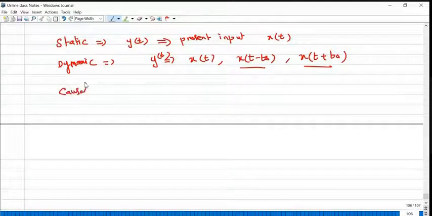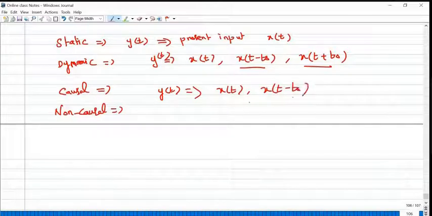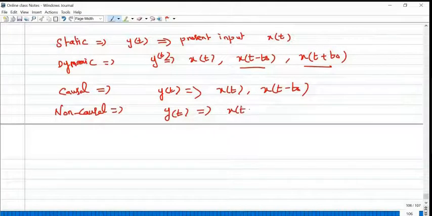And next we completed causal and non-causal. Causal system, y of t may depend on present input as well as past input, x of t minus t naught. If the expression has this kind of term, then it is a causal system. In your y of t expression, if you have x of t plus something, that is the output of the system depends on the future input to the system. Okay, so for the future input to the system, definitely an x of t plus some term will be there. Then it is a non-causal system.